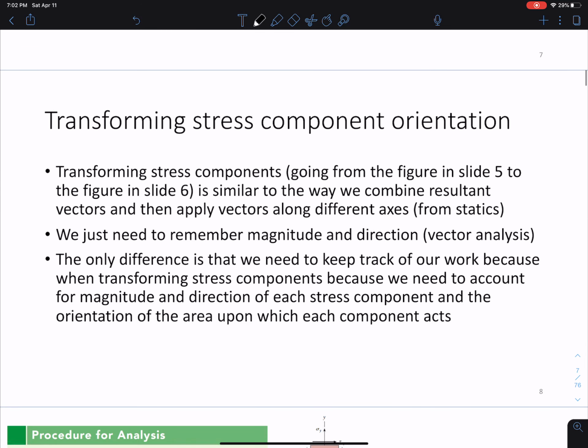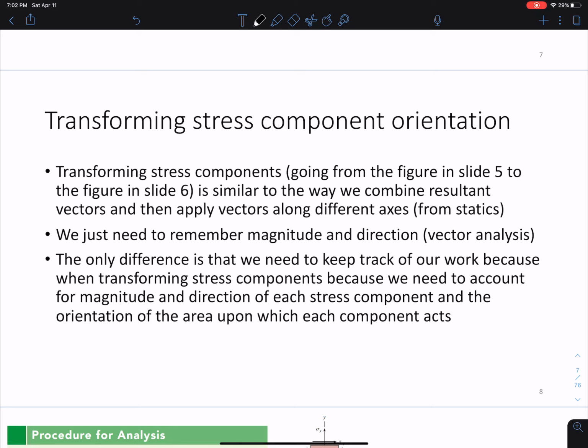Okay, so now the question is, it's pretty simple to get what those three stresses are for an unrotated element, but how do I calculate them for a rotated element? Transforming them from the non-rotated to the rotated element is really similar to the way we do vector analysis to combine forces in different directions. So you don't need anything else besides statics to do this. You just have to remember how to combine things using magnitude and direction, your sines and cosines.